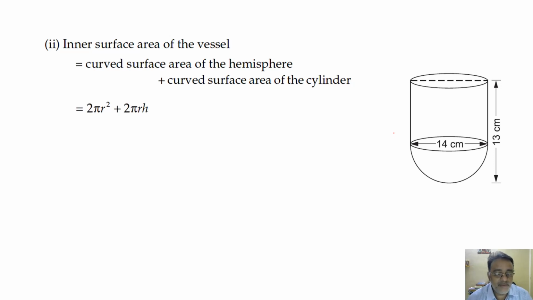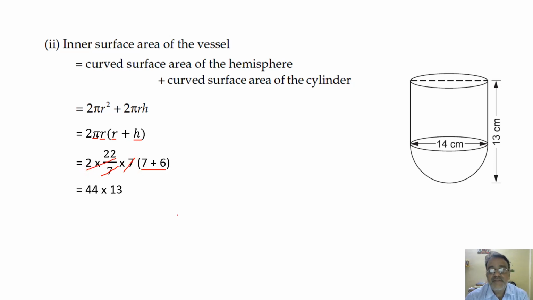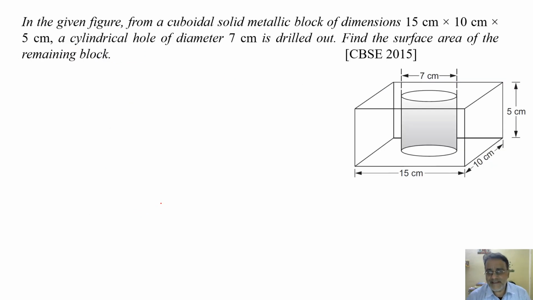What we can take common? 2 pi r. Yes. So r plus h बचेगा. Now substitute the value. Pi is 22 by 7, r is 7, and h is 6. So 7 cancel, and we are getting 14 into 13. That is 572 centimeter square. This is the final answer. Right. Now the next question.